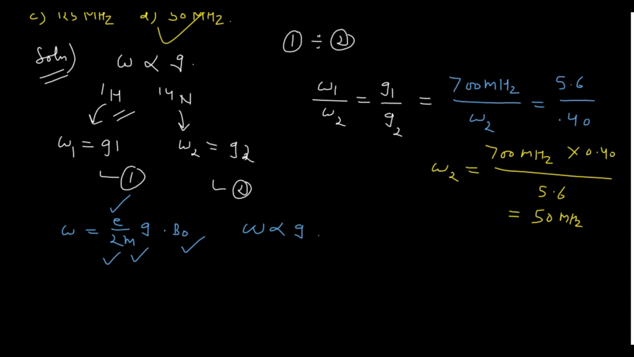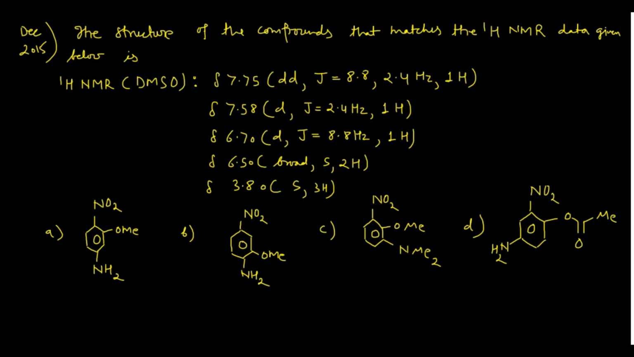Now moving to the next problem. See guys, this problem is quite tricky. You can see what this problem says: the structure of the compound that matches the proton NMR spectrum data given below. You have been given this proton NMR data and four compounds, and you have to identify which compound corresponds to this data.